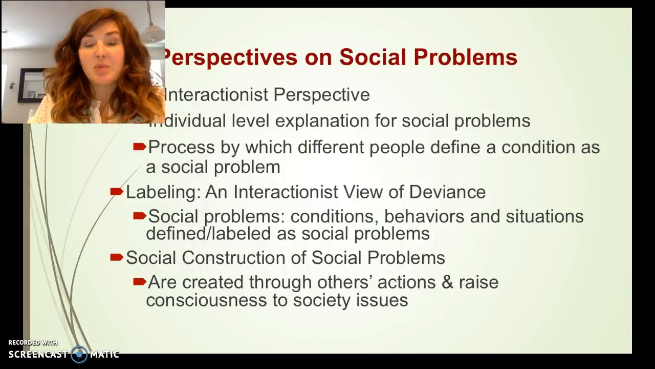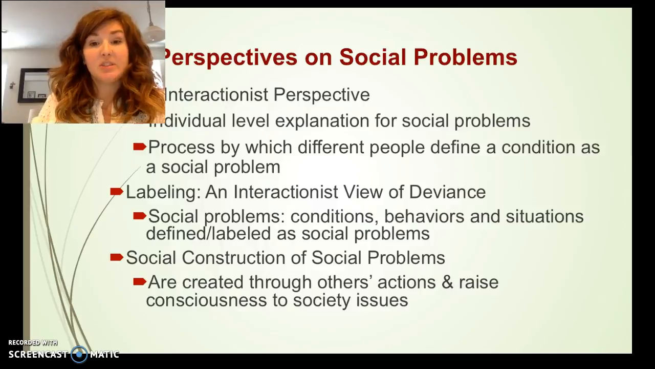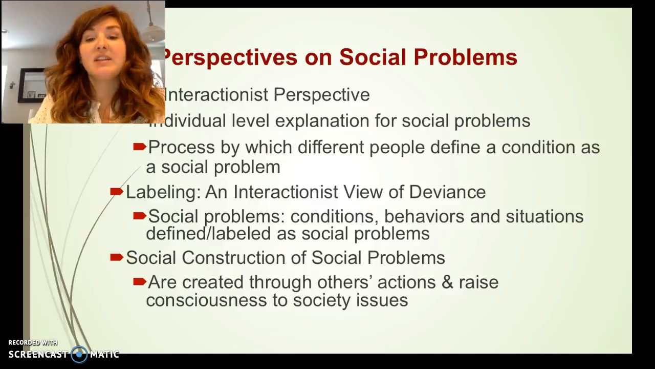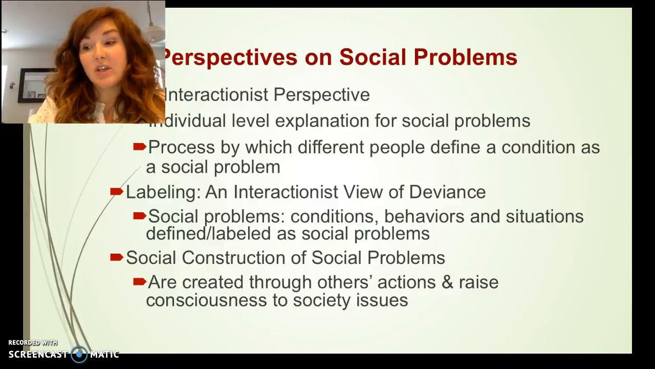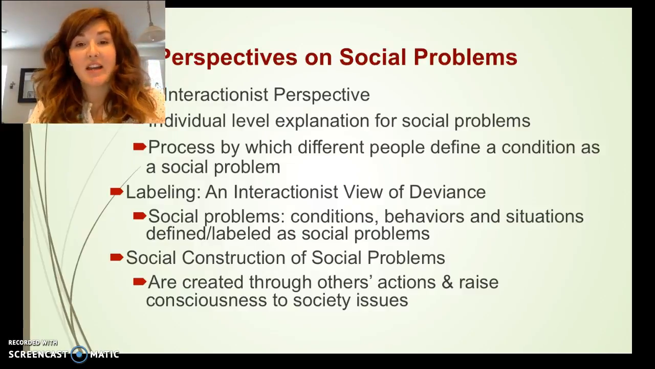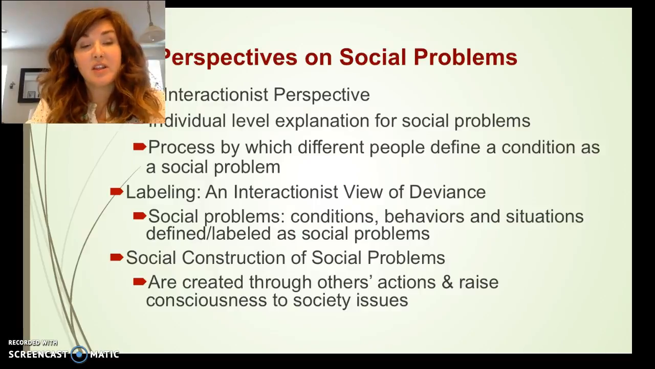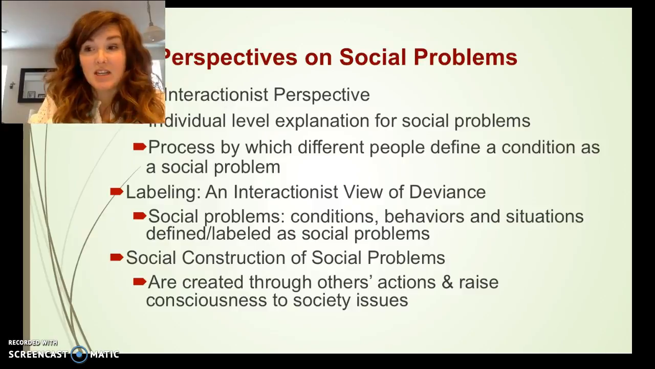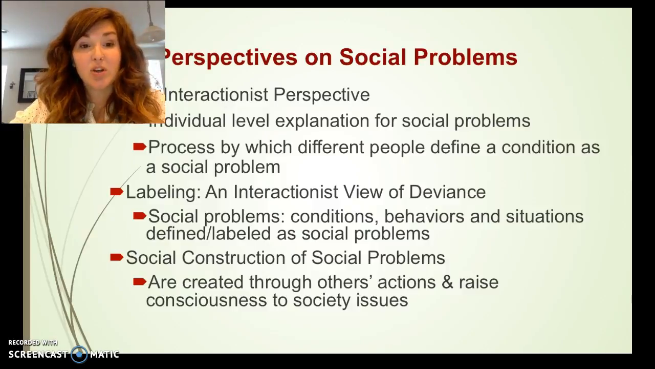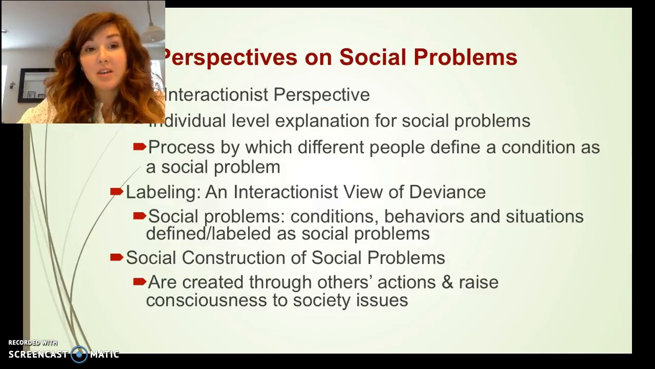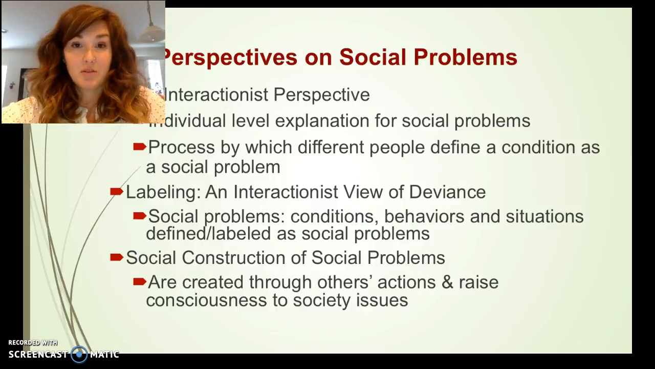Within the interactionist perspective, we identify labeling, which is the interactionist view of deviance. So social problems are conditions, behaviors, and situations defined and labeled as social problems. A social problem really isn't a social problem until we label or identify it as a social problem. And all of this is contextual or individual within the different communities and different people, right? So what a social problem might be for me is not necessarily a social problem for you. Or a social problem for my community isn't necessarily a social problem for other communities.